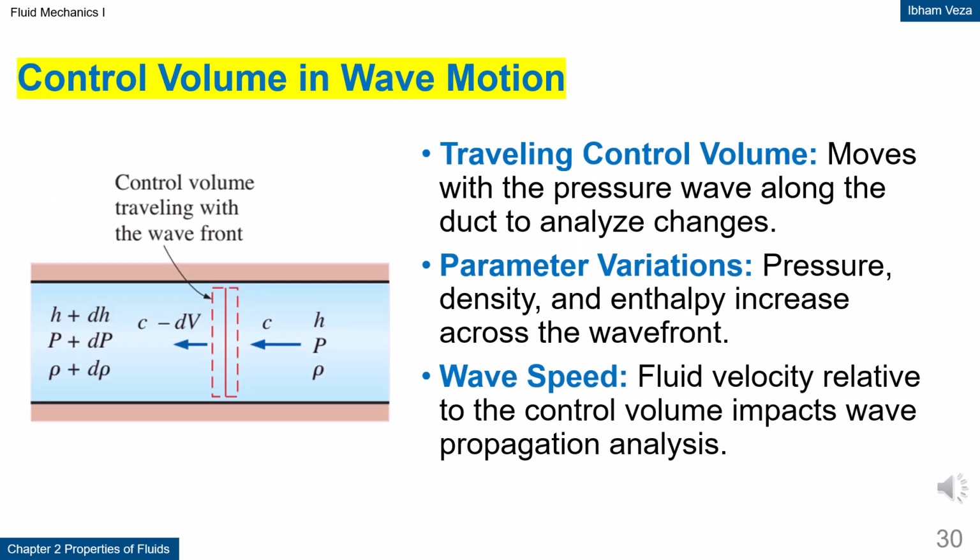Control volume in wave motion. The analysis of pressure waves is performed using a control volume that moves with the wave. In this frame, changes in fluid properties at the wavefront can be analyzed systematically. Pressure, density, and enthalpy increase after the wave passes. The wave speed relative to the fluid becomes an important parameter. This approach forms the basis for deriving the equation for the speed of sound in fluids.